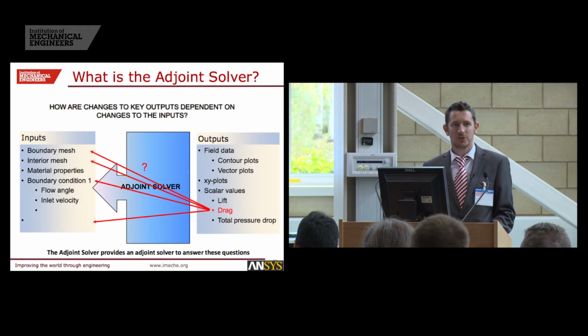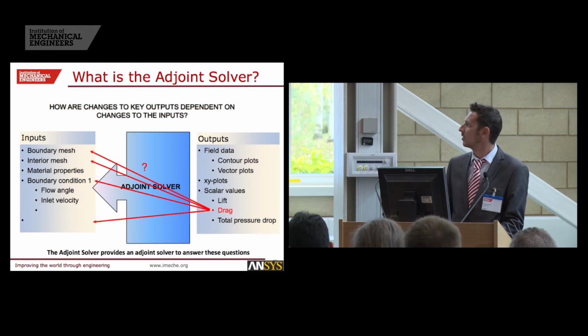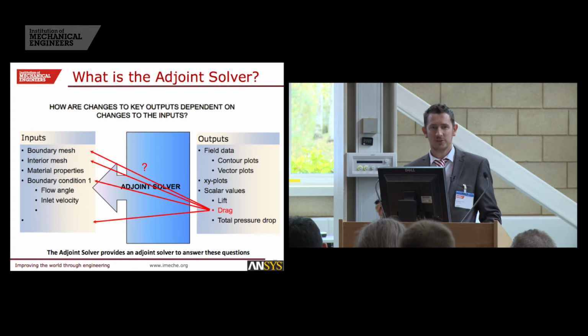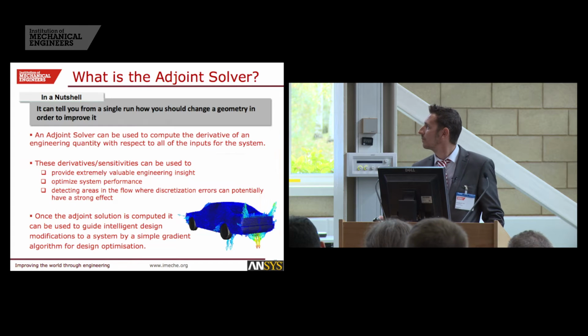And this is where the adjoint solver comes in, because we can solve an adjoint solution by looking at a specific output variable, output parameter or observable, and look at the effect that's required on the inputs in order to effect that change in the output. So the adjoint solver provides a solution to this problem.